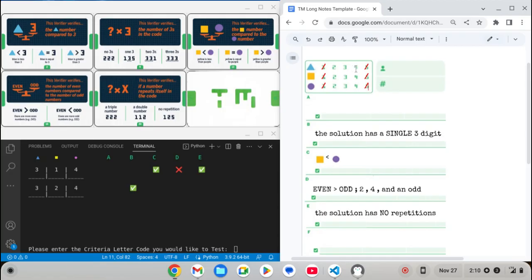What if it's greater? If triangle were 4 or greater than 3, 4, that would lead to, let's see, well, would it? If that's a 4, yeah, that would force square to be 2 and then circle to be 3. Yeah, there are a lot of possibilities, actually. Well, let's go ahead and just test A and see where we're at.